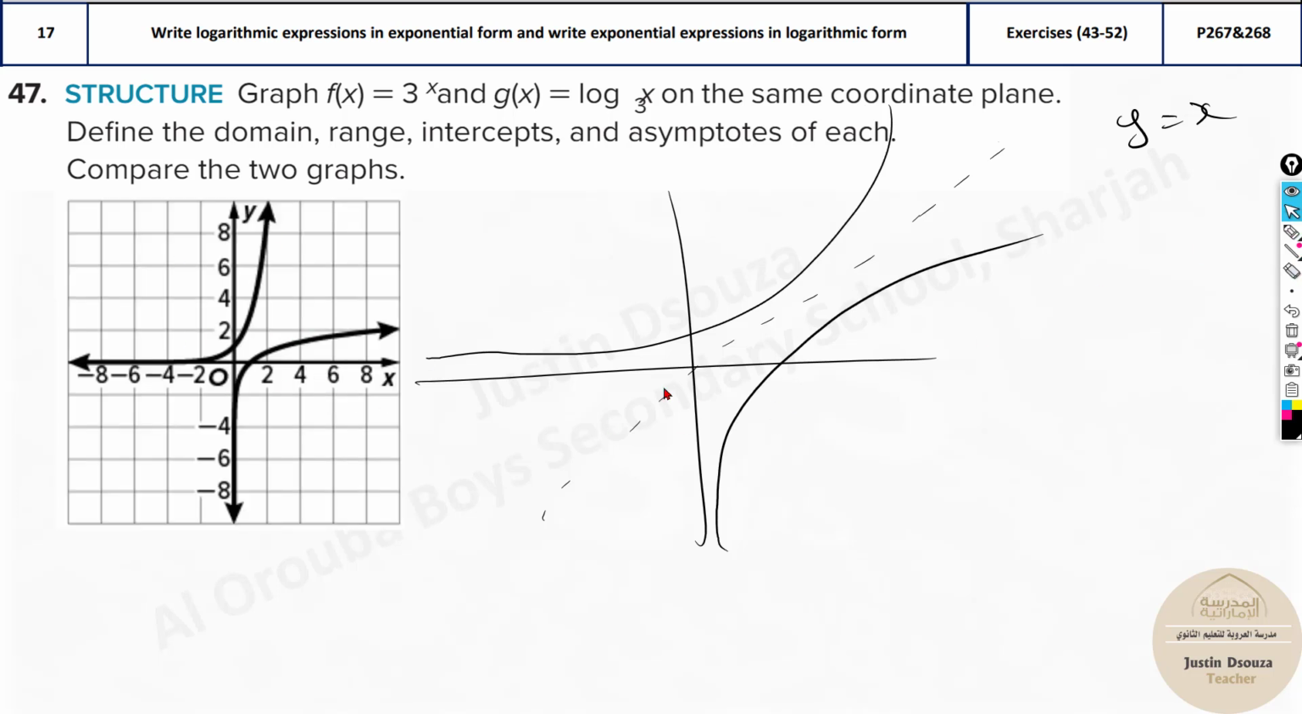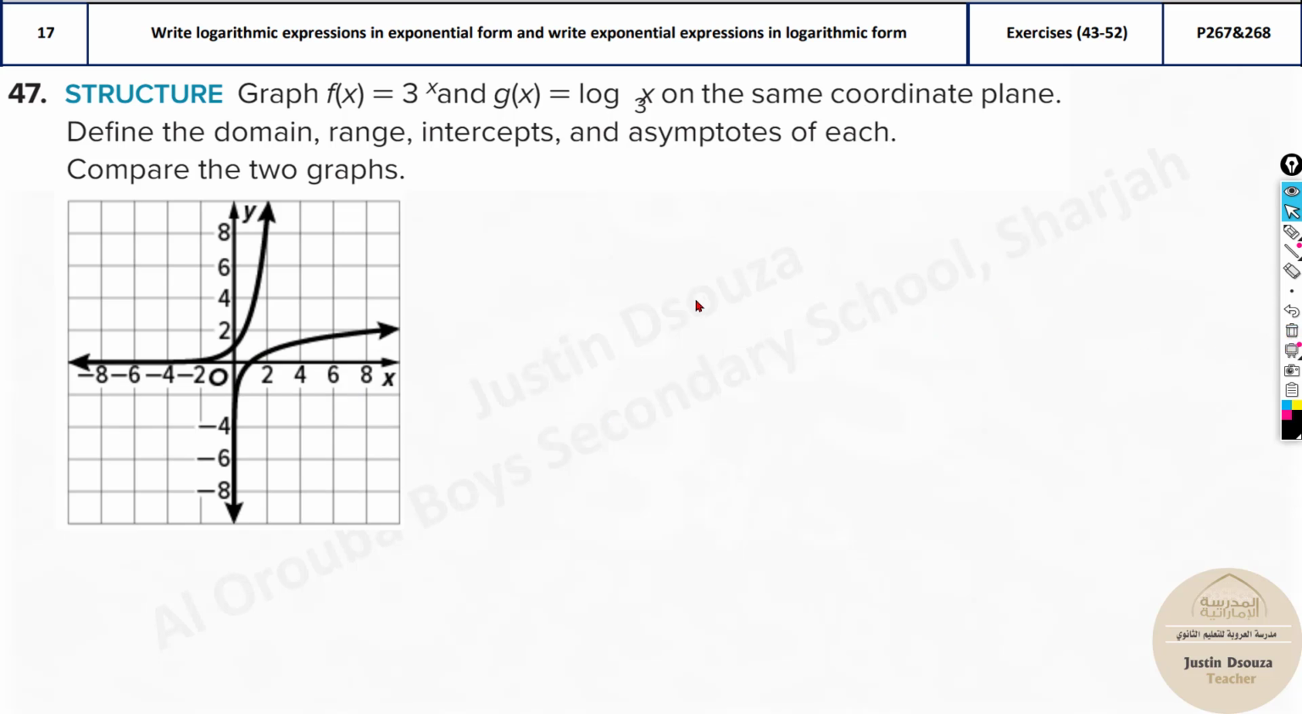Over here we have, see, this is the exact figure. Now we need to just tell the domain, range and everything. The domain is always all real numbers for exponent. Range is all positive real numbers. Whereas the domain for log is always from 0 to infinity. Okay? Only all positive real numbers. And what is the range? Range is from negative infinity to infinity.